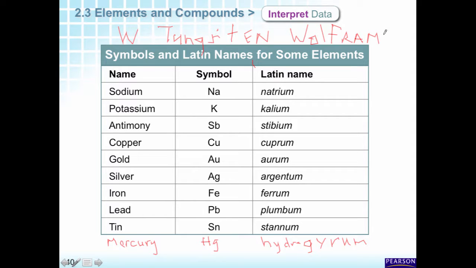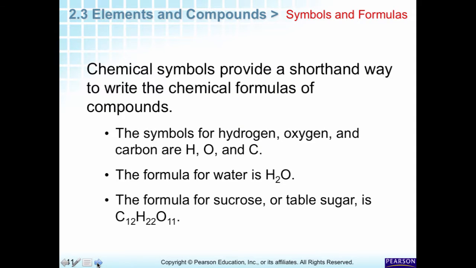Okay, so that's some of the words that are not that easy to remember from the symbols. Okay, chemical symbols provide a shorthand way to write the chemical formulas.